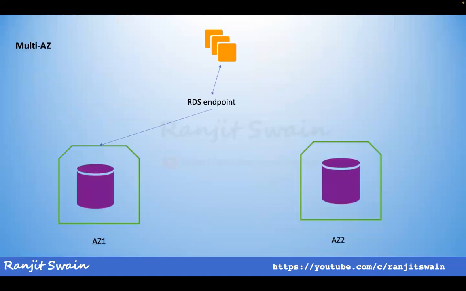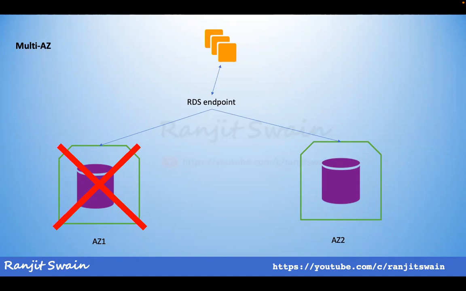So think about this multi-AZ. We have two availability zones, AZ1 and AZ2, and we have the RDS endpoint, where the EC2 instances are connected to the database through the API. In case availability zone 1 has some issues and becomes unavailable, what will happen? It will automatically fail over to availability zone 2, AZ2. So you don't have to do it.